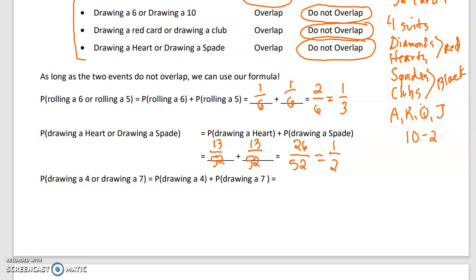I'm going to get a heart or a spade. And then finally, one more together, drawing a 4 or drawing a 7 out of my deck of cards. Well, I have a 4 out of 52 chance of drawing a 4, but I also have a 4 out of 52 chance of drawing a 7. And when I add that together, believe it or not, 52 does divide by 4, so I can simplify this. I have a 2/13 chance of getting a 4 or a 7.